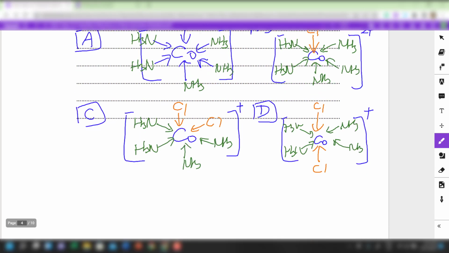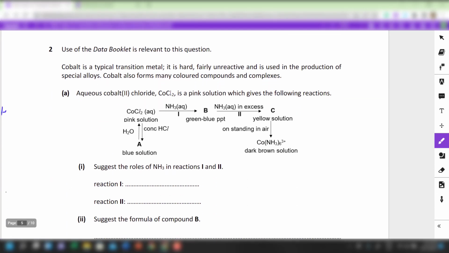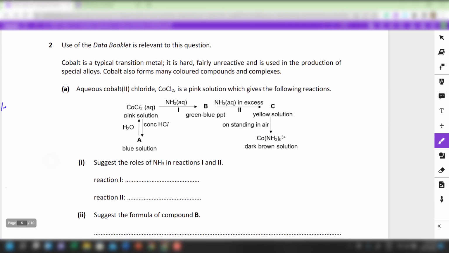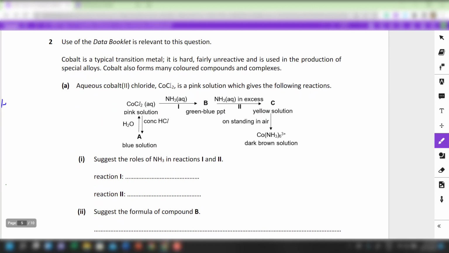Next we'll look at question 2. You were told that the use of the data booklet is relevant to this question, so just make sure that you have your data booklet with you when you are doing the part which requires you to refer to some of the details. You were told that cobalt is a typical transition element, and then you are given some details, and you were also told that cobalt forms many colored compounds and complexes.